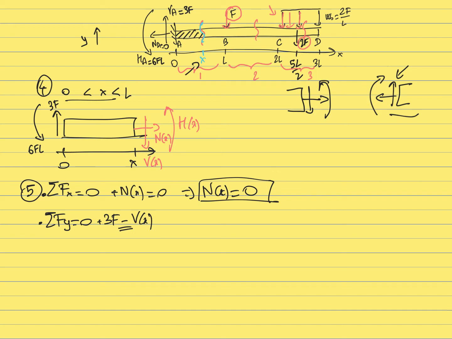Okay, so in this case, those are the only forces that we have along the y-axis. So the sum of those projections is equal to 0. And so in this case, we find that the internal shear is equal to 3F. So we have found the value of the internal load. We have found the value of the internal shear. This is, those forces are constant for x going from 0 to L.